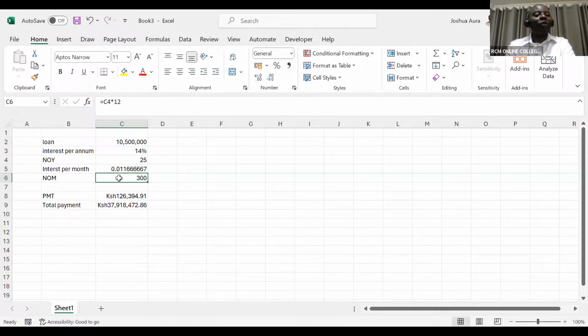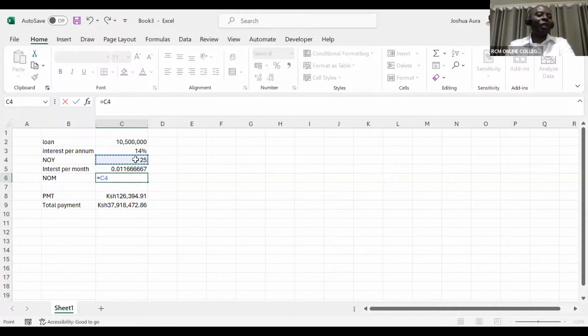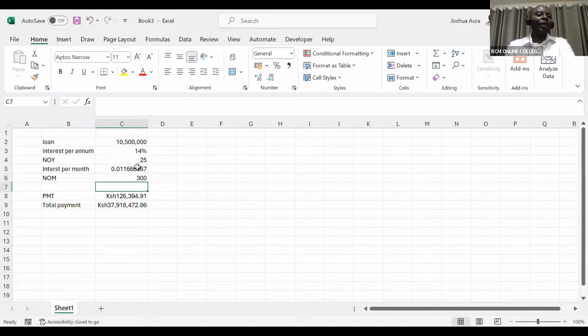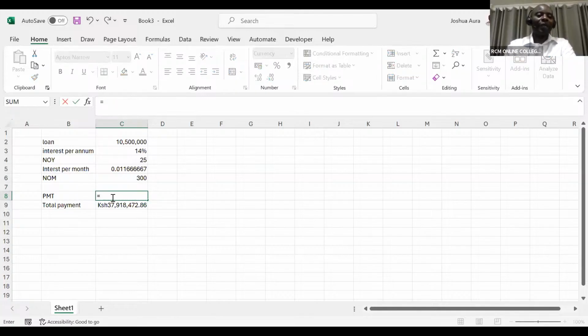How about the total number of months that I'll be paying this thing? To get the total number of months, I know the number of years here, 25. And I know that each year has got 12 months. So times 12. That's how I got that. And then we come to the PMT. So PMT, we have equals PMT, like that. Double click. So the rate, what is the interest rate here? It's 14, not 14%, no. Escape.